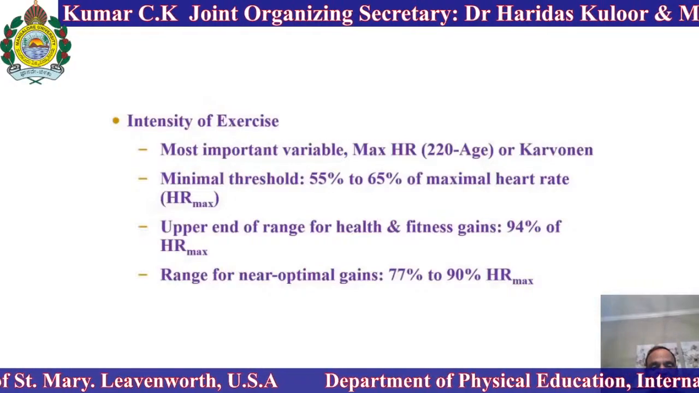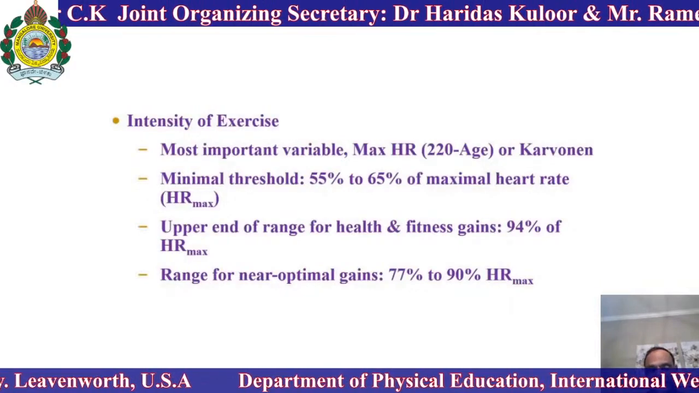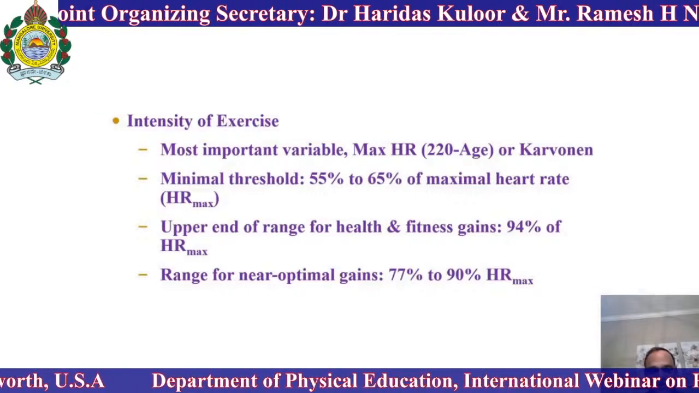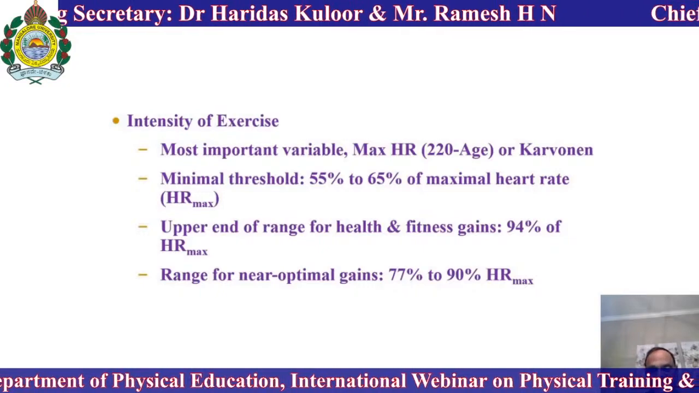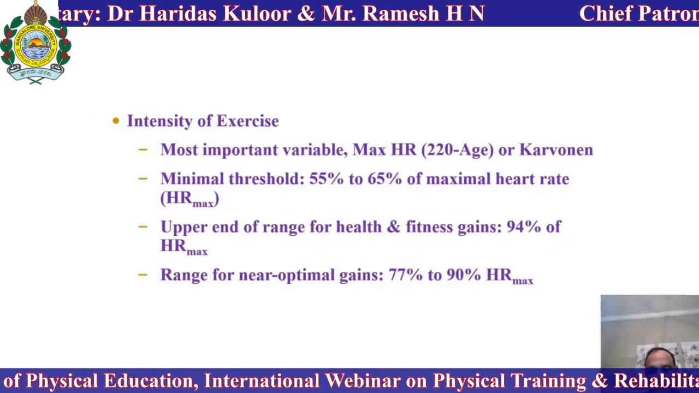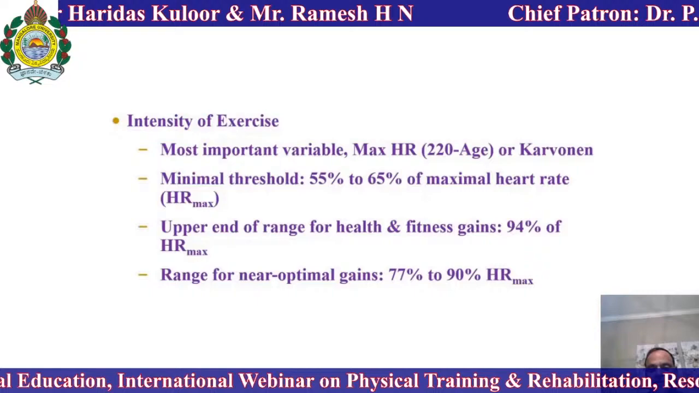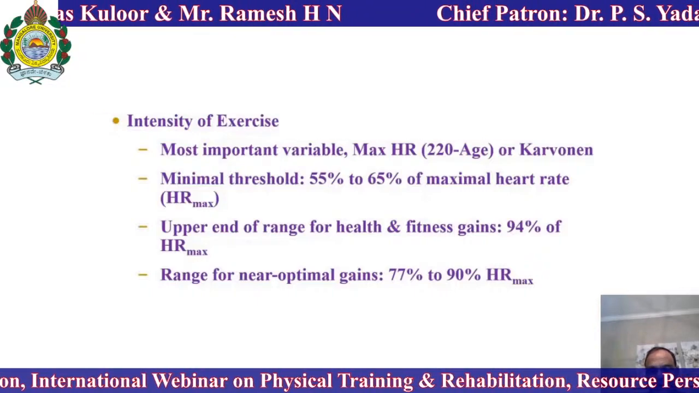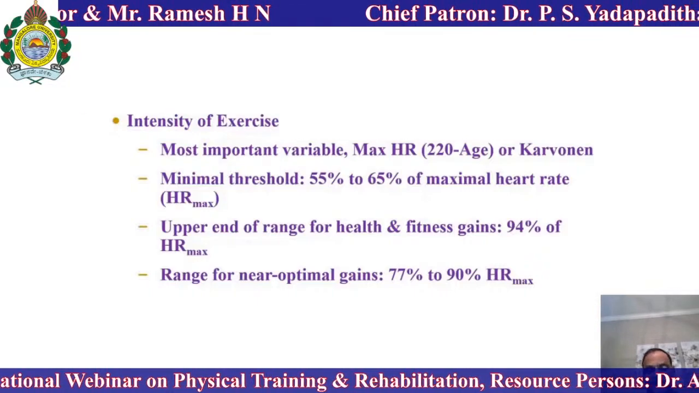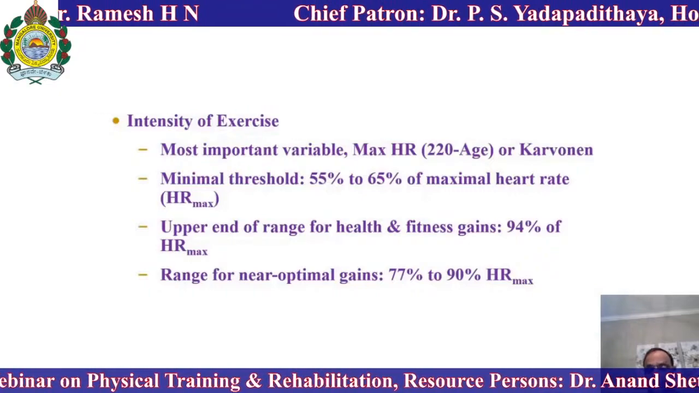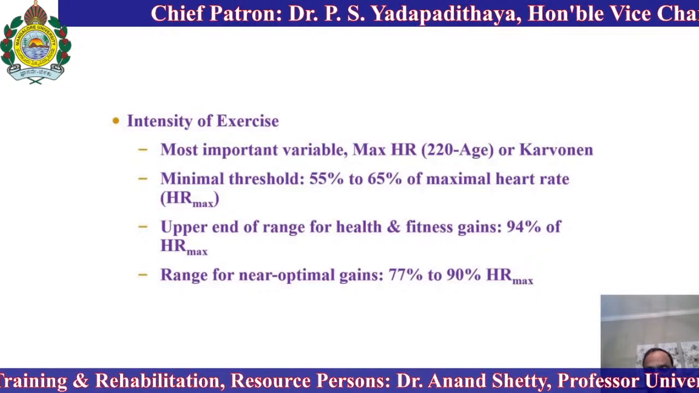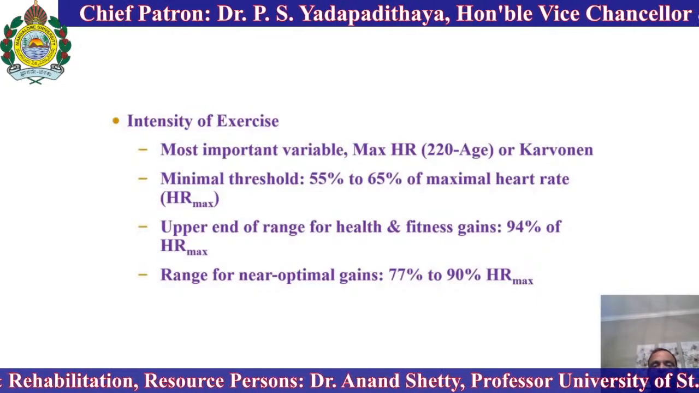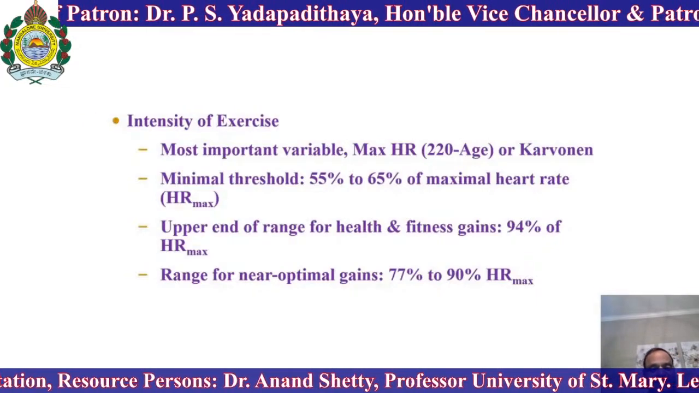Intensity of exercise determines what substrates may be used for your physical activities. The most important variable is the heart rate, and also you need to determine your max heart rate. Max heart rate can be determined by two formulas. One is 220 minus age, or the Karvonen method. We will use the simple method of 220 minus age.